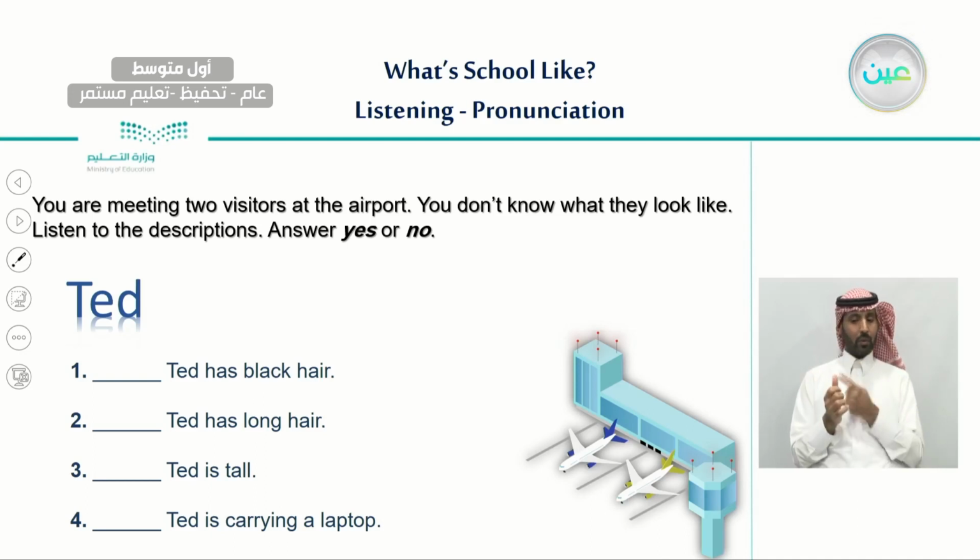The second one, Ted has long hair. Number 3, Ted is tall. And number 4, Ted is carrying a laptop. So now we have read 4 descriptions. Now it is time to listen for Ted, and then we're going to decide if the answers are yes or no.